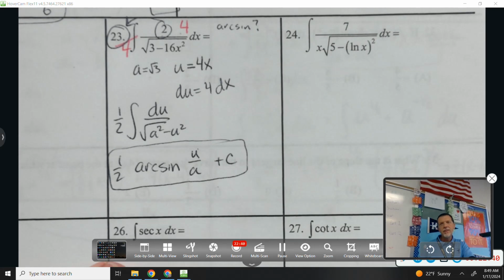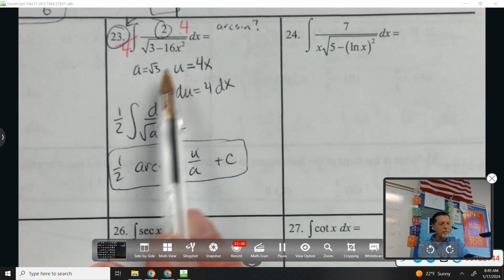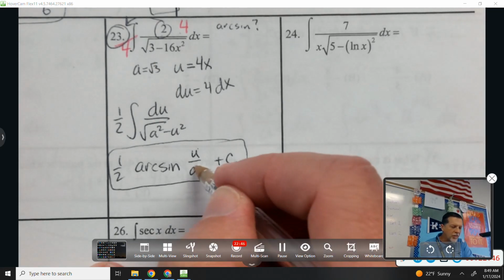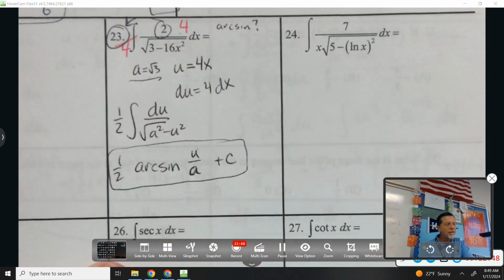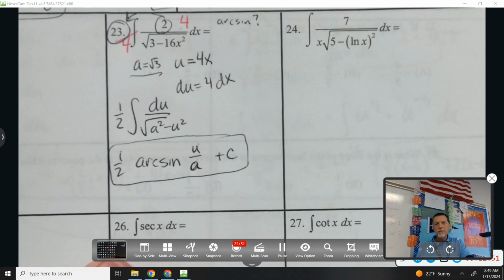Again, the trick is you start going fast through these and you look at it and you're like, oh, I know what a is, I'm fine with that. And then you put a as your answer, but you hadn't said what it is. I'll take off a point.